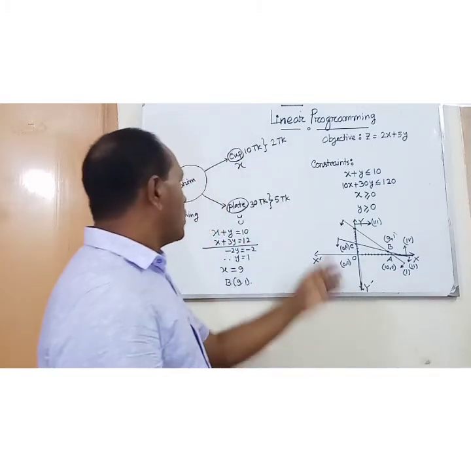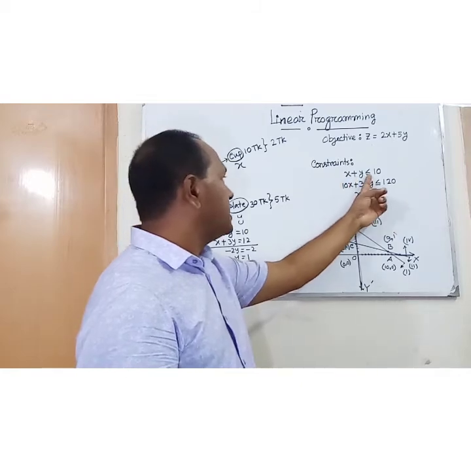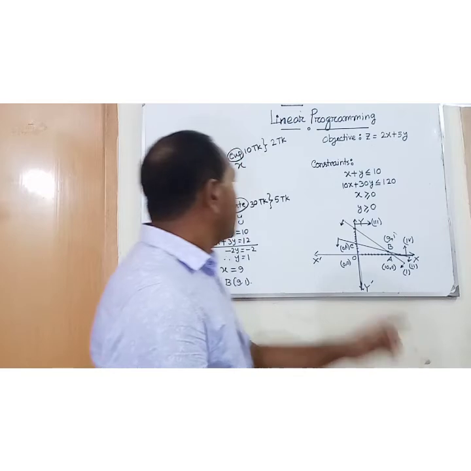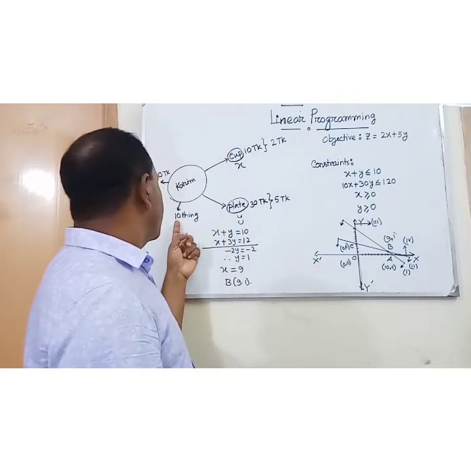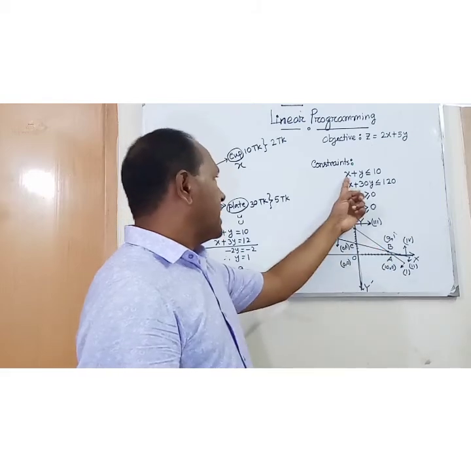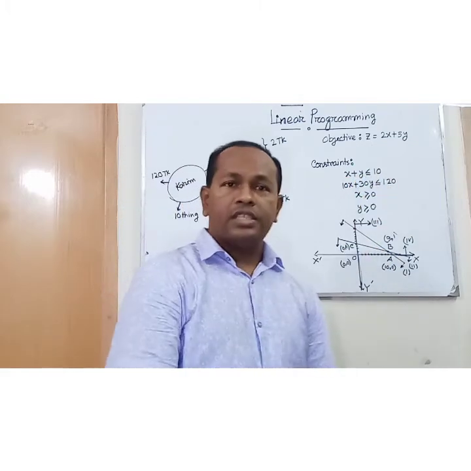The constraint becomes x plus y less than or equal to 10. But why? Since he can store at most 10 things together, cups and plates. So x plus y is less than or equal to 10.